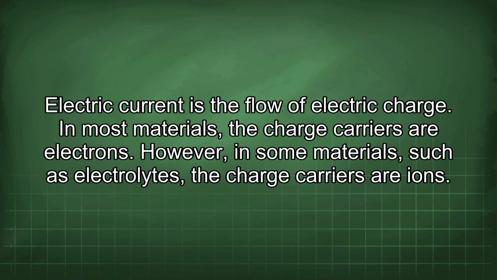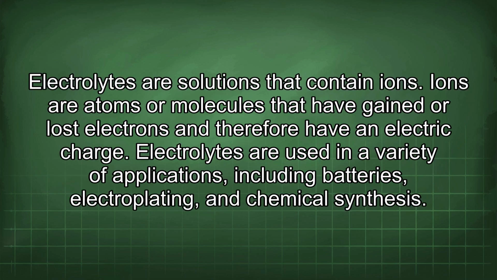Electric current is the flow of electric charge. In most materials, the charge carriers are electrons. However, in some materials, such as electrolytes, the charge carriers are ions. Electrolytes are solutions that contain ions. Ions are atoms or molecules that have gained or lost electrons and therefore have an electric charge. Electrolytes are used in a variety of applications, including batteries, electroplating, and chemical synthesis.